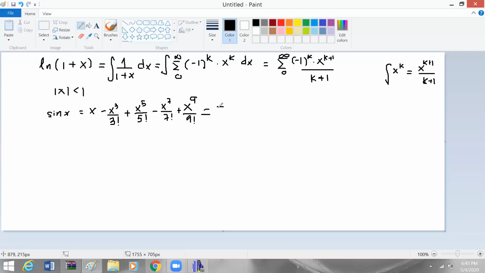So I can rewrite the sum with respect to -1 to the k, correct? Because the first term is positive, second term is negative, positive, negative, positive, negative. And I can just go from x to the 3, 5, 7, 9. So that would be 2k plus 1 over, so does the bottom also be the same? So that'll be 2k plus 1 factorial.